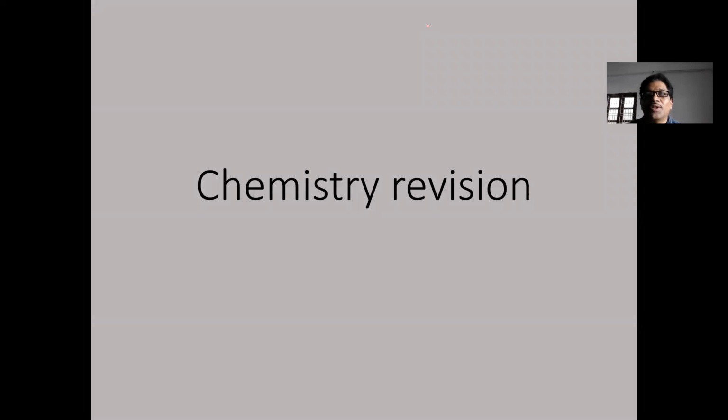Hello everyone. Today we are discussing the recap of the hydrogen spectrum, the revision of hydrogen spectrum. Hydrogen spectrum was explained by whom? Niels Bohr. Niels Bohr explained the hydrogen spectrum for the first time.